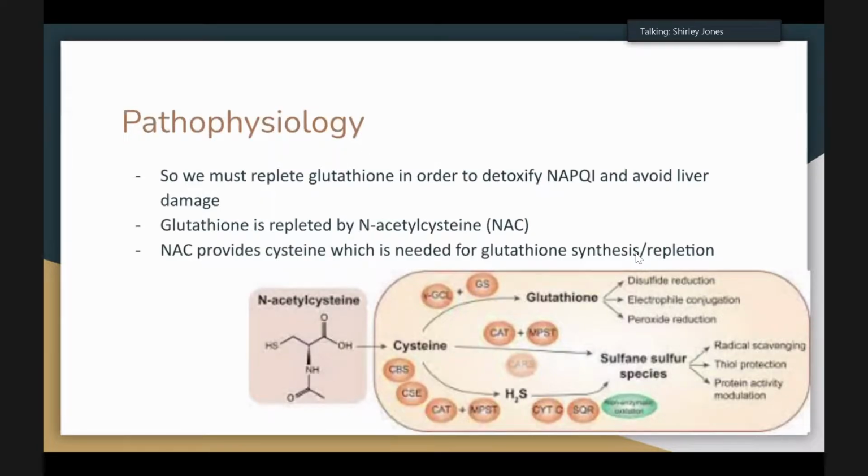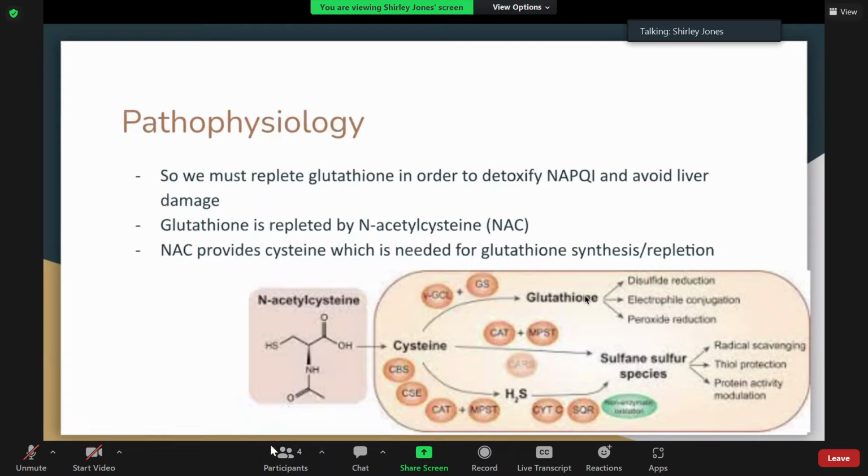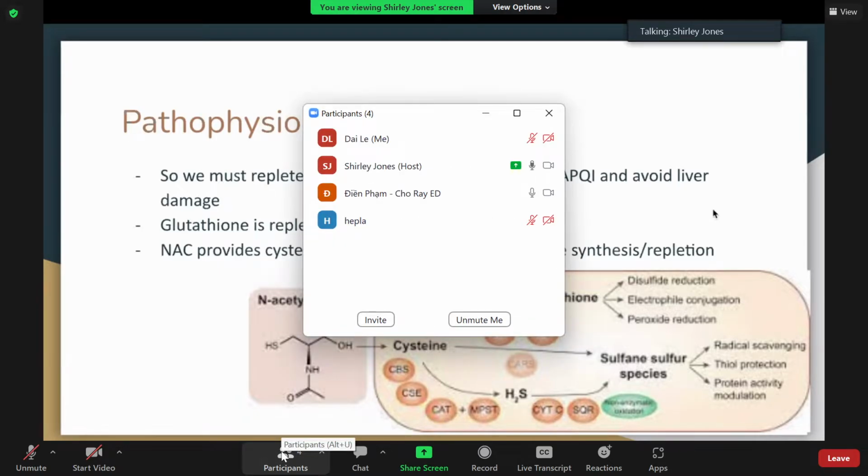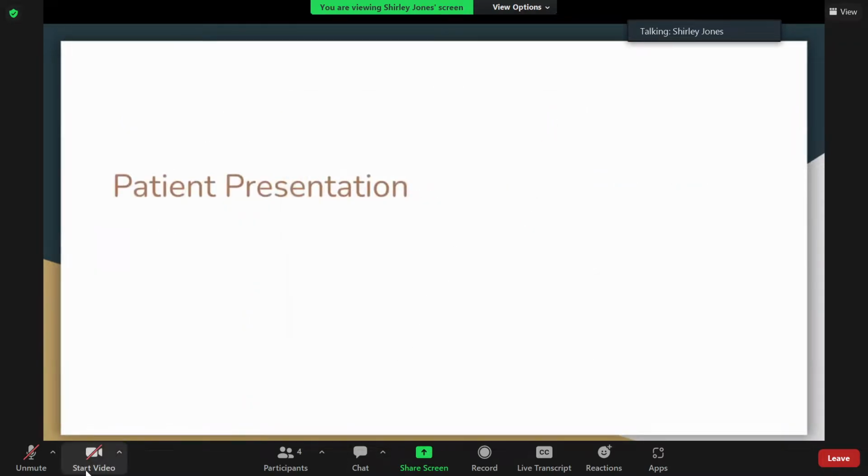So how do we treat Tylenol overdose? The way we treat it is we give them glutathione. There is no way to actually give glutathione though, so we give them N-acetylcysteine. N-acetylcysteine right here gives this cysteine molecule that our body uses for glutathione synthesis and repletion. And so now we can detoxify the NAPQI and we don't have hepatic failure. You all still following me? Yes. All right.